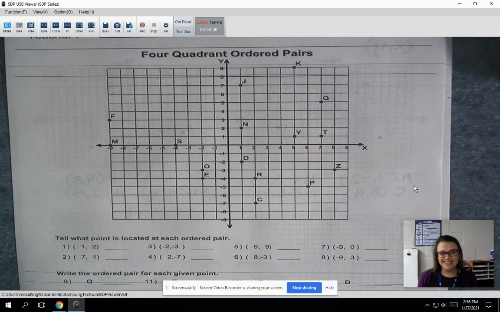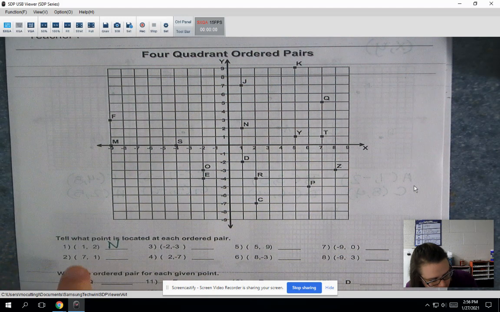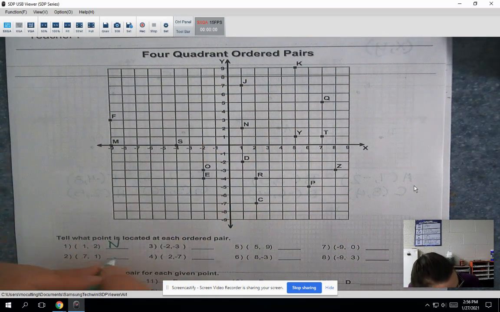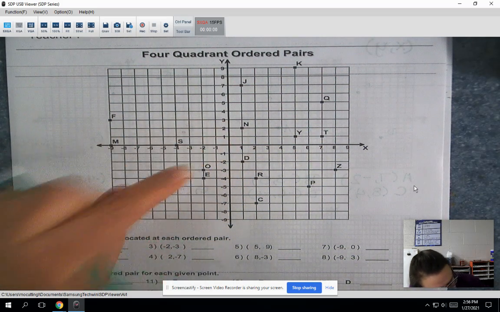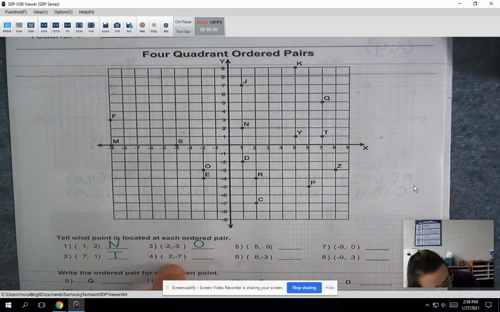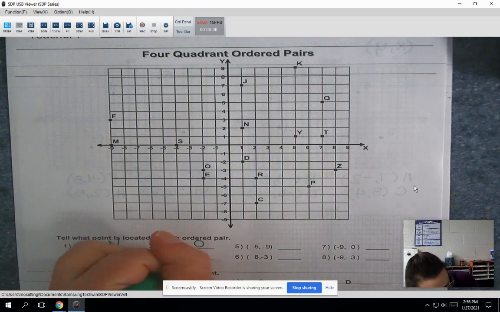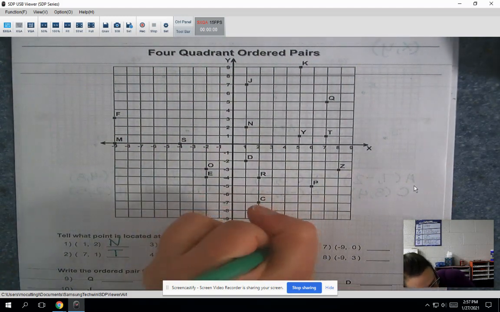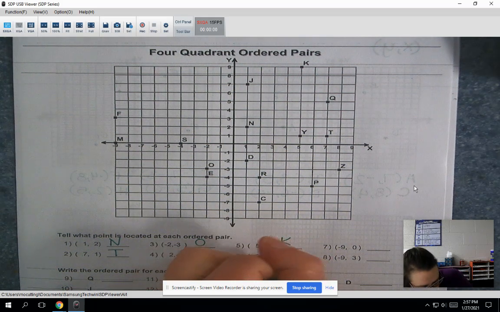And welcome back. So +1, +2, that is N. 7, 1, across to 7, up to 1, that's T. -2, -3 is O. 2, -7 is C. +5, +9 is K. 8, -3 is Z.